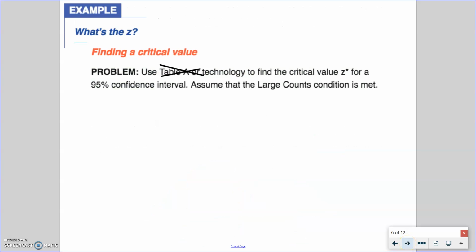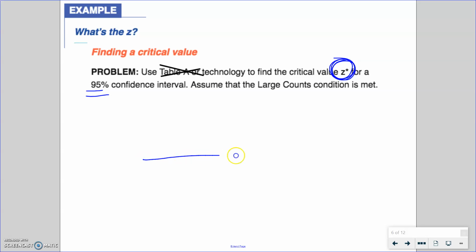And it says the table, but I don't want you to use your Z table at this point. I think technology is easier, using your graphing calculator, to find the critical value. Notice how it's z asterisk. You'll see that a lot in this unit. For a 95% confidence interval.